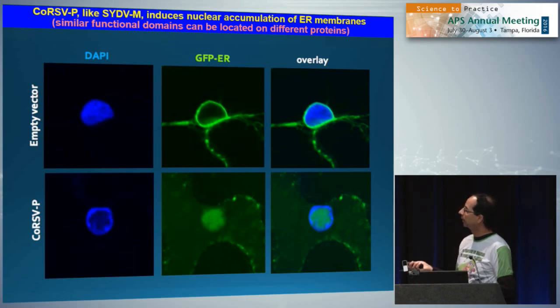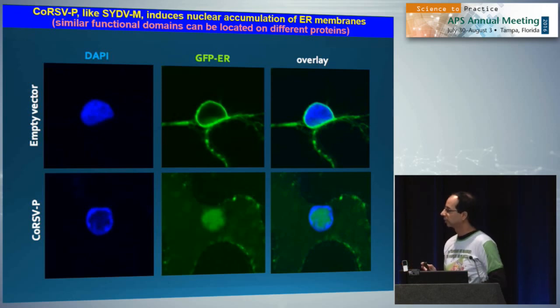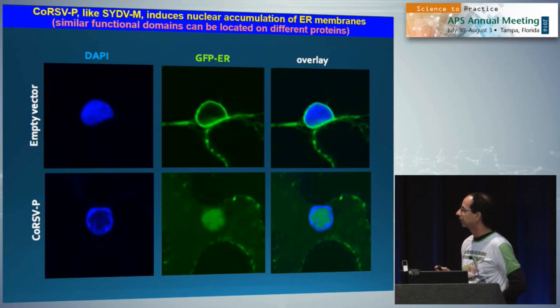So this is ER targeted to the nuclear envelope, and if you co-express coffee ring spot virus P protein, those membranes relocalize to the nucleus. Coffee ring spot is this bipartite rhabdovirus. It's a different signal, but the functional effect is the same as the matrix protein.